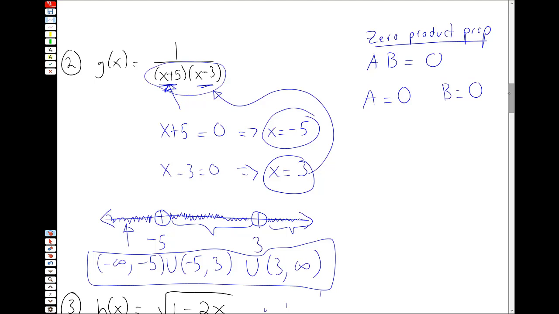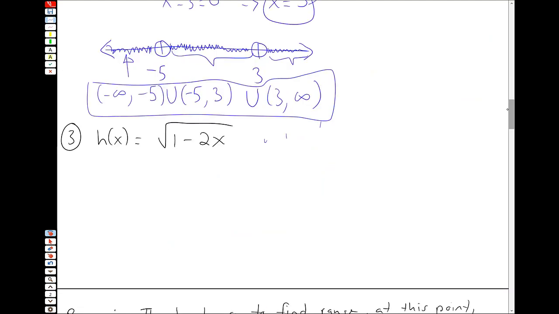Let's look at another example. H of x is equal to the square root of 1 minus 2x. Let's find the domain of this function. Again, when you're finding the domain, think about your 2 golden rules. You cannot divide by 0, and you cannot take the square root of a negative number. If we analyze our function, notice we have a square root. We don't have any dividing going on, but we do have a square root, so we have to be very, very careful.